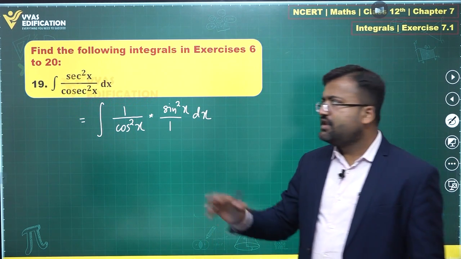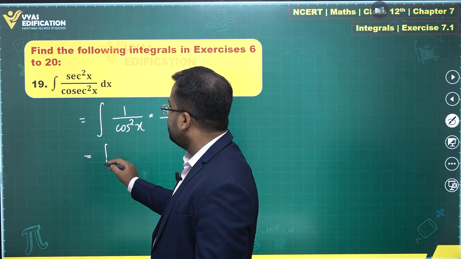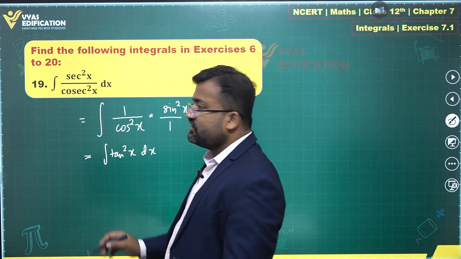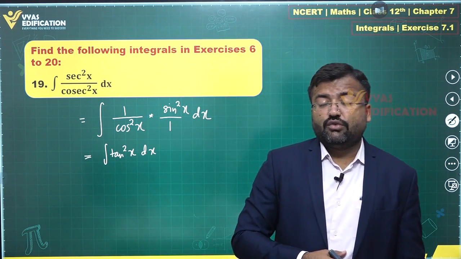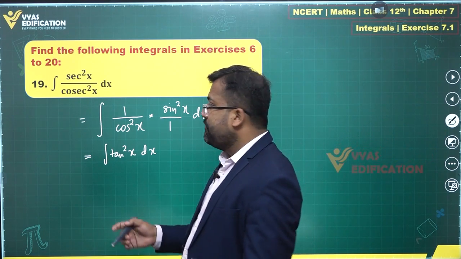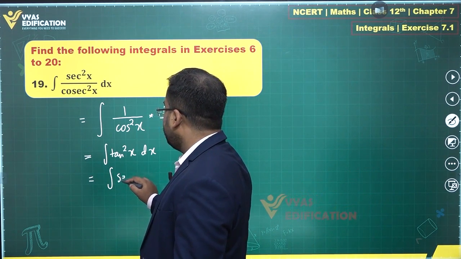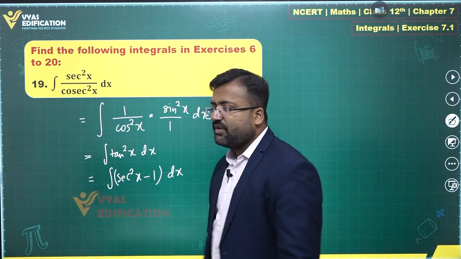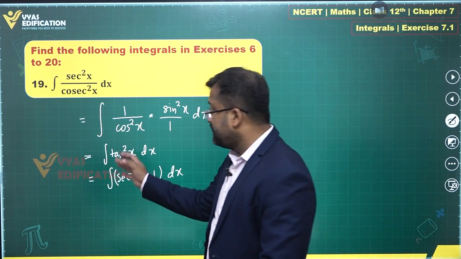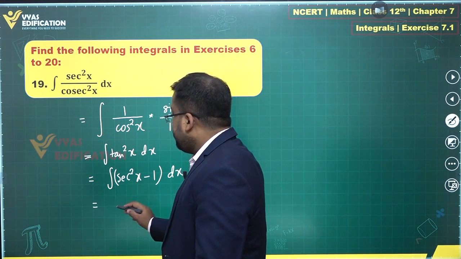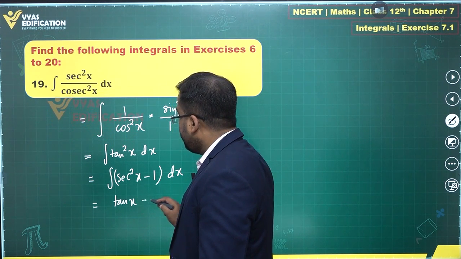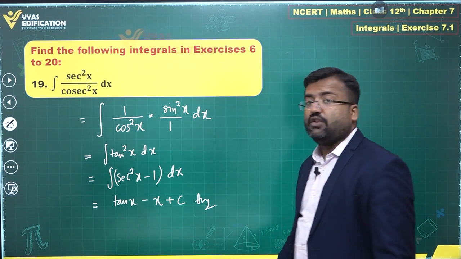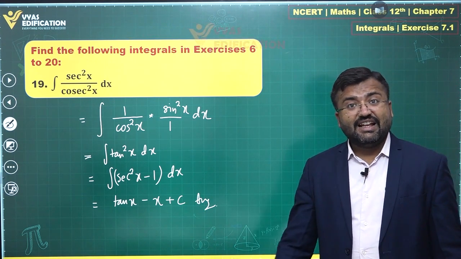What is this converted to? Do you see that sin^2 upon cos^2 is actually tan^2 x? But do we know the integral of tan^2 x? No, we don't. What do we know the integral of? We know the integral of sec^2 x. So, using trigonometric results, 1 plus tan^2 x is sec^2 x, therefore sec^2 x minus 1 is tan^2 x. The integral of sec^2 x is tan x, minus the integral of 1, which is x, plus the constant of integration. This is the required answer for the 19th question.